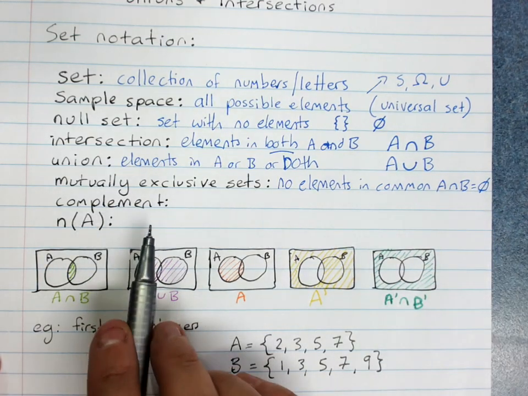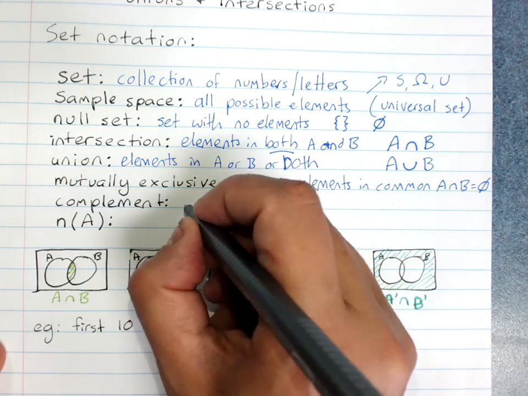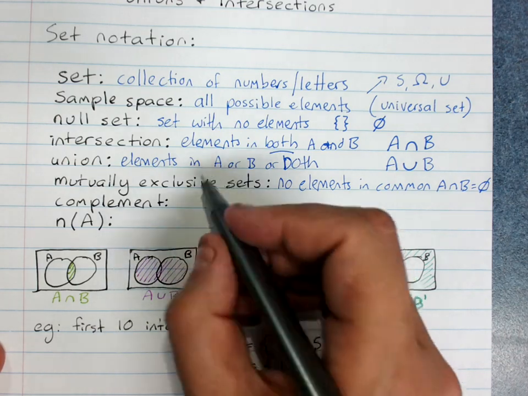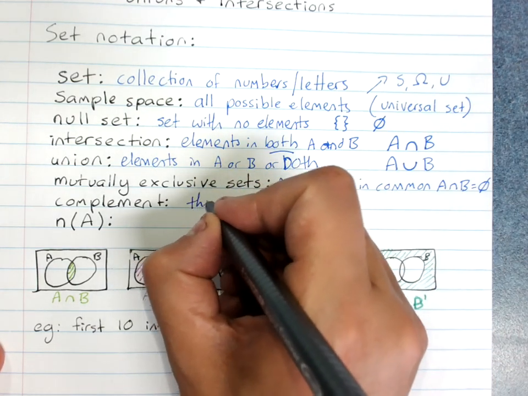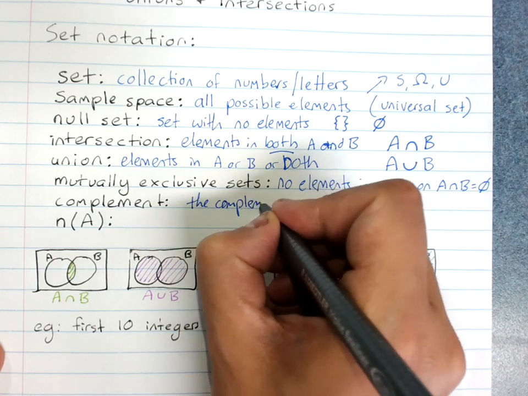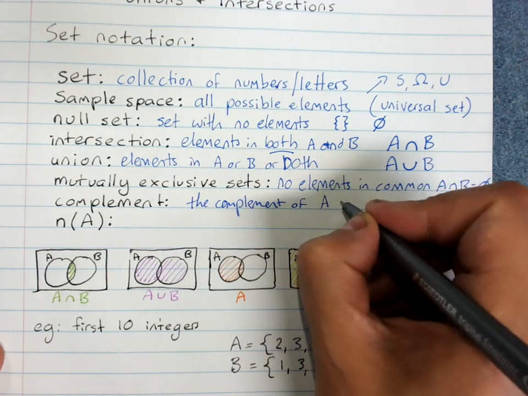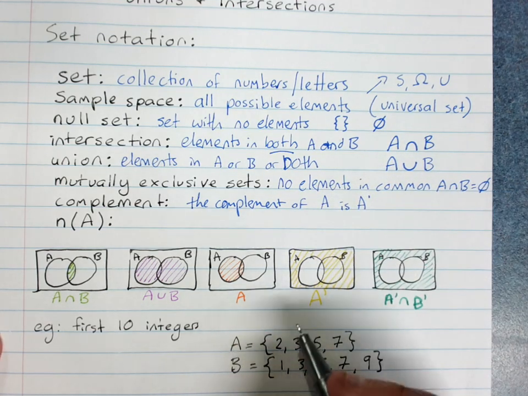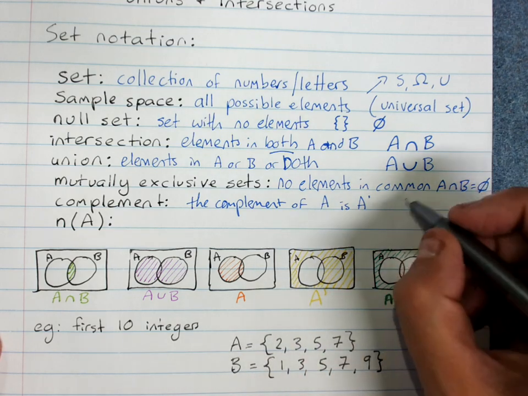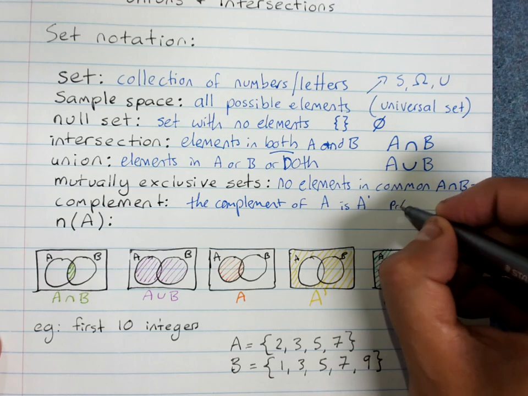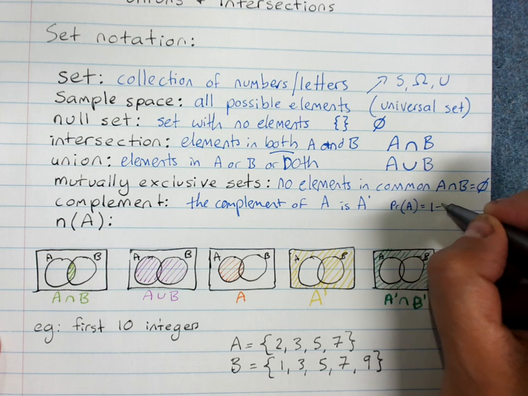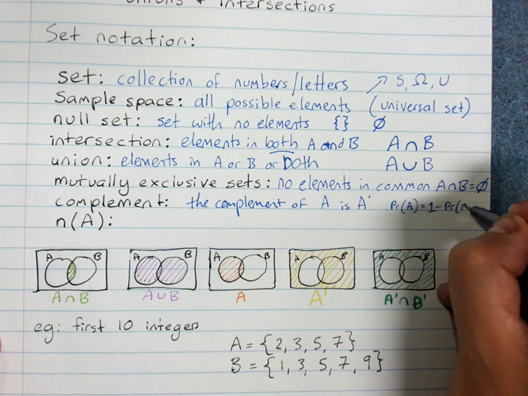The complement, remember, is the event not happening or not in that set. So the complement of A is not A. We illustrated those there. And do remember that the probability of A equals 1 minus the probability of not A.